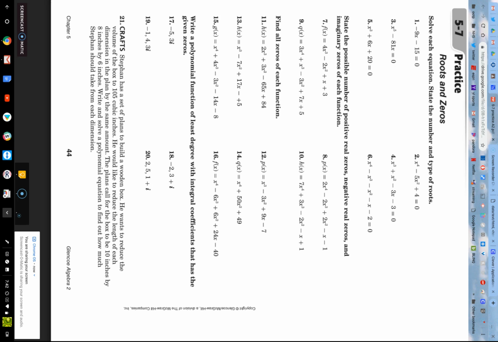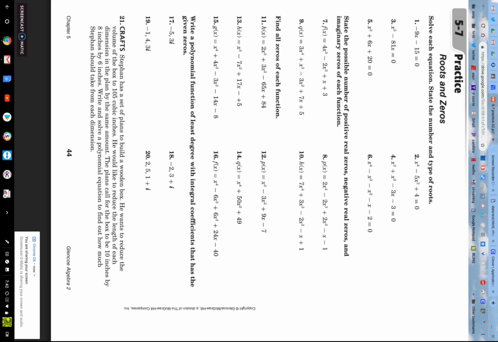So the first thing that you want to think about when we are doing this is that Stefan wants to create a box. So I'm going to sort of sketch a box over here. And you should be able to tell that if he's making a box, we're looking at the volume of the box, that the volume of a box is going to be the length times the width times the height.